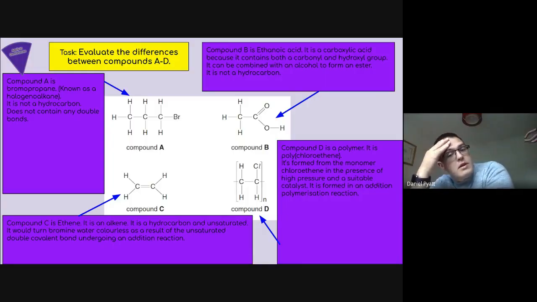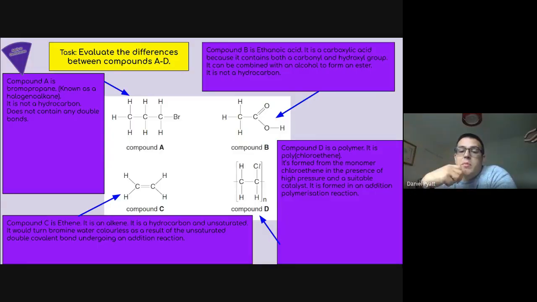Okay, next, let's do compound D. So compound D should have made sense again after you watch the video on polymerization. So its actual name of it would have been polychloroethane, and obviously it's a polymer because it's in square brackets and it's got the little N there and the sticks at the side.